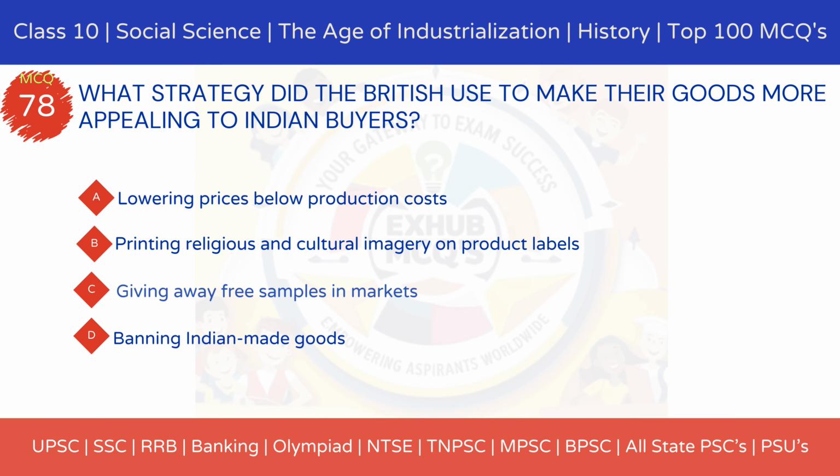MCQ 78. What strategy did the British use to make their goods more appealing to Indian buyers? Option A. Lowering prices below production costs. Option B. Printing religious and cultural imagery on product labels. Option C. Giving away free samples in markets. Option D. Banning Indian-made goods.